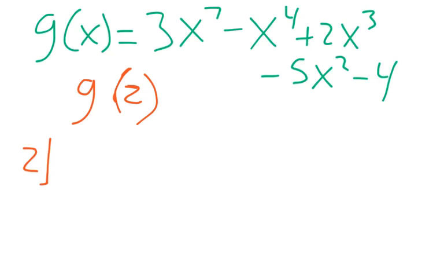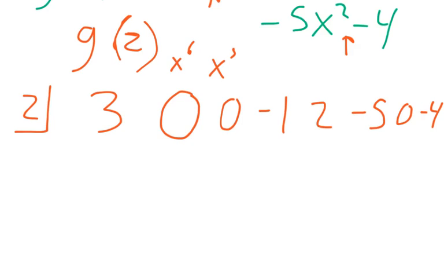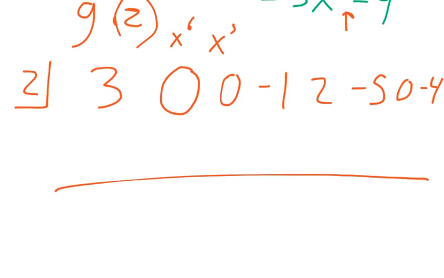So I can put 2 in the top corner and just use synthetic division. So I have 3 x to the 7ths, but I have 0 x to the 6ths and 0 x to the 5ths, right? Don't skip powers. Negative 1x to the 4th, 2x cubed, negative 5x squared, 0x, and negative 4, because again there's no x to the first power there. And now we just go ahead and work with this.